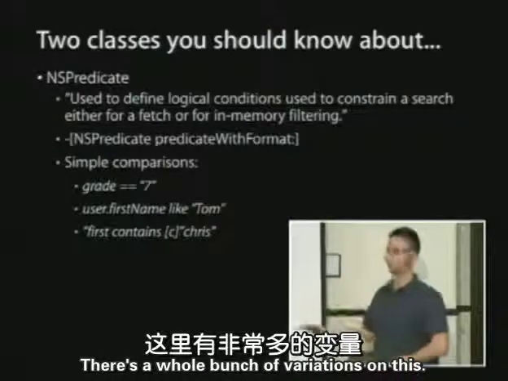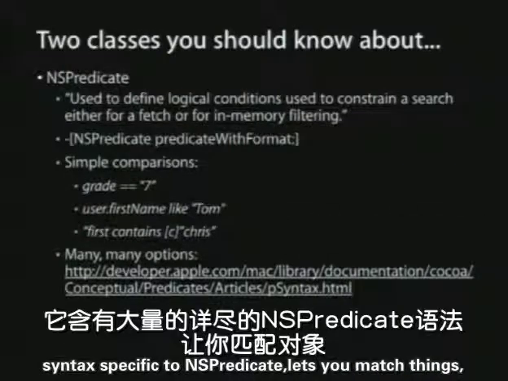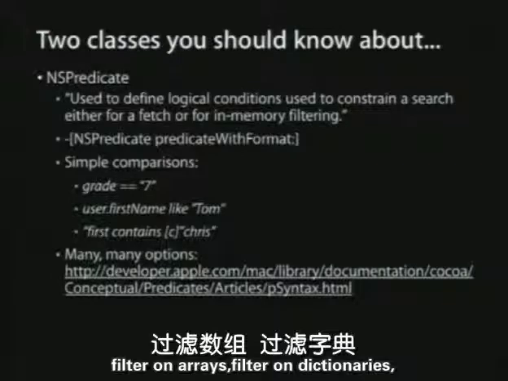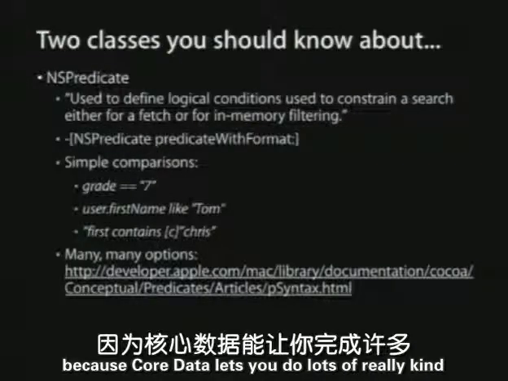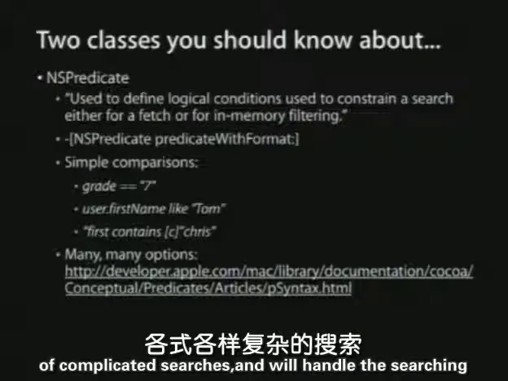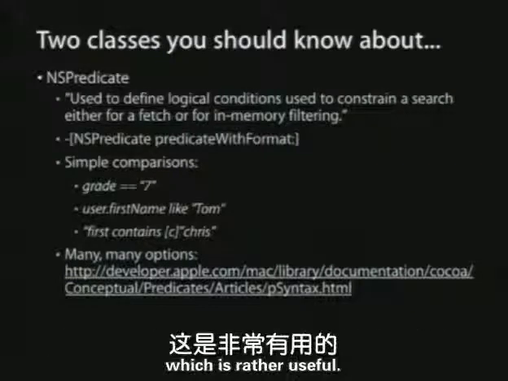There's a whole bunch of variations on this. Check out the documentation. It's a giant syntax specific to NSPredicate. Lets you match things, filter on arrays, filter on dictionaries. And it's really key for core data because core data lets you do lots of really kind of complicated searches. And it will handle the searching in the database as opposed to doing it in memory, which is rather useful.